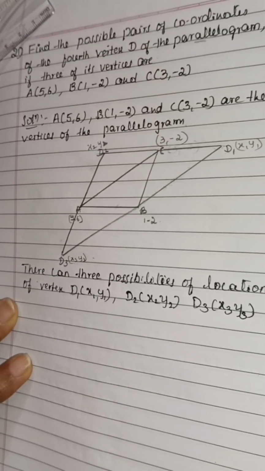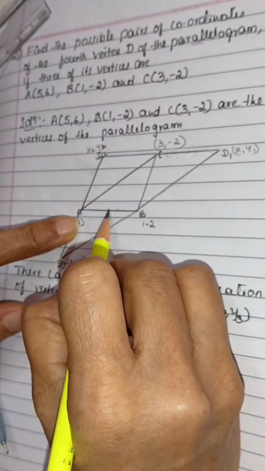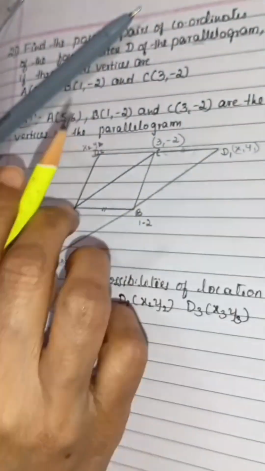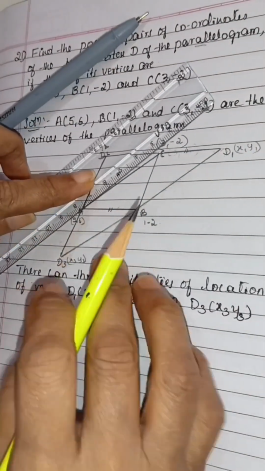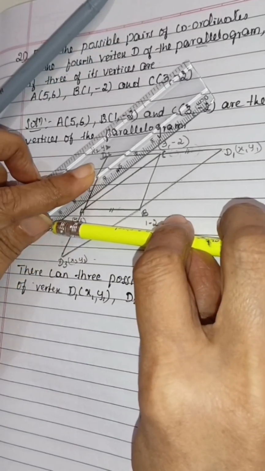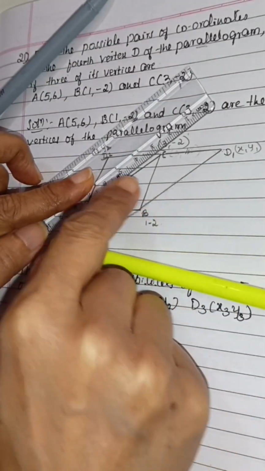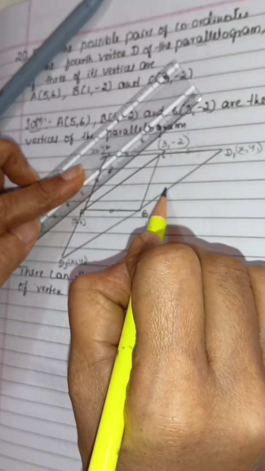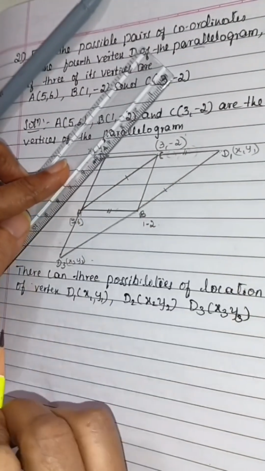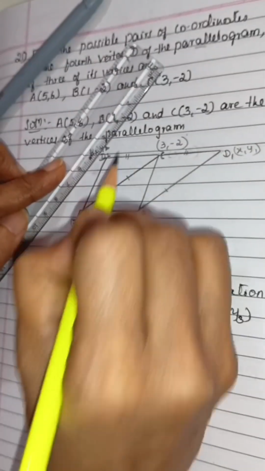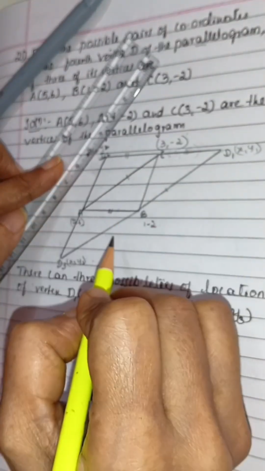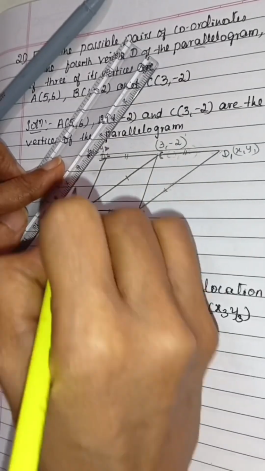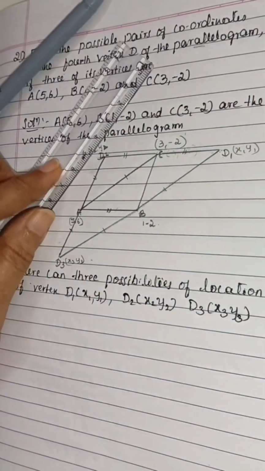See, this is a parallelogram. Its opposite sides are equal, so this is congruent with this, similarly this is congruent with this, and similarly this is congruent with this. This is parallelogram ABCD, and this is congruent with this, and this is also congruent with this.